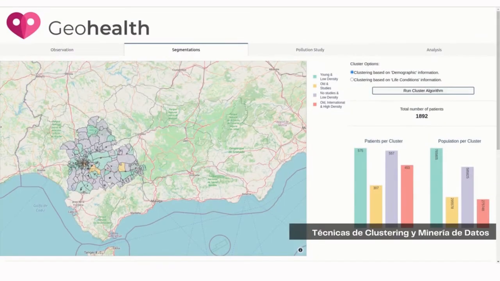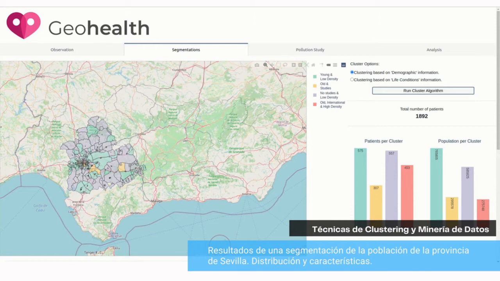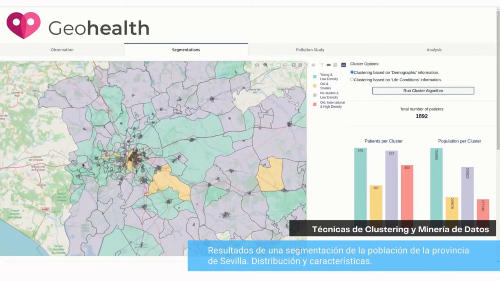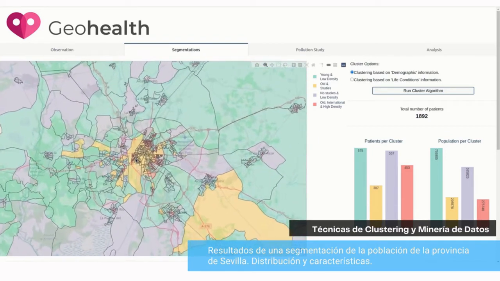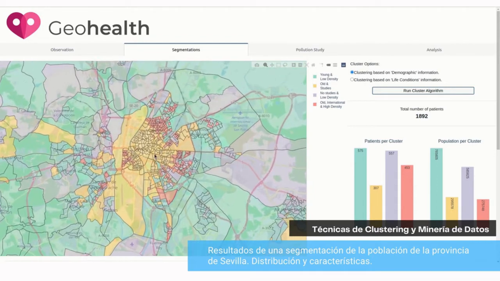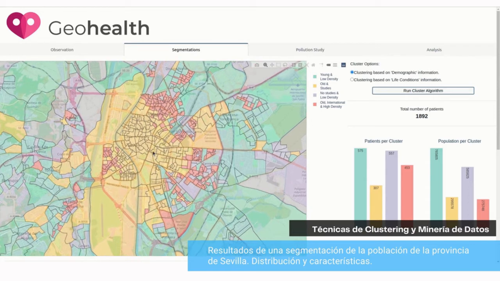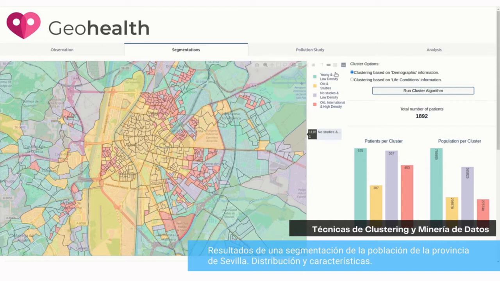In this section, the results of a population segmentation developed to study and determine the different population clusters and their characteristics that exist in the region of Seville, Spain, have been integrated. Clustering and data mining techniques have been used to discover and characterize the different clusters. GeoHealth offers a map where all the census sections of the region and the cluster or group to which they belong are represented based on their demographic characteristics.